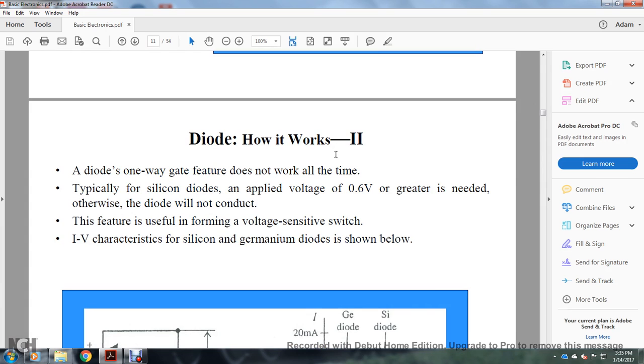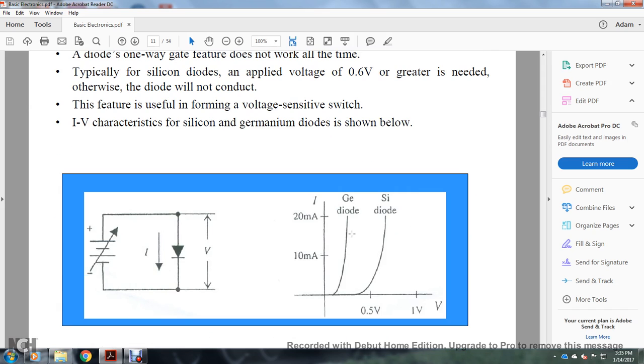Alright, diode, how it works, part two. The diode's one-way gate feature does not work all the time. Typically, for a silicon diode, an applied voltage of 0.6 of a volt or greater is needed. Otherwise, the diode will not conduct. This feature is usually used as a voltage-sensitive switch. The I-V characteristic of silicon and germanium diodes is shown below.